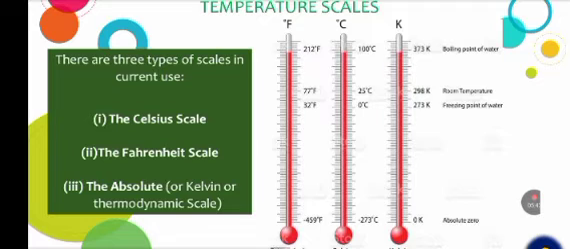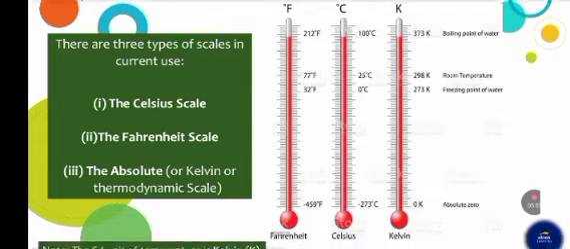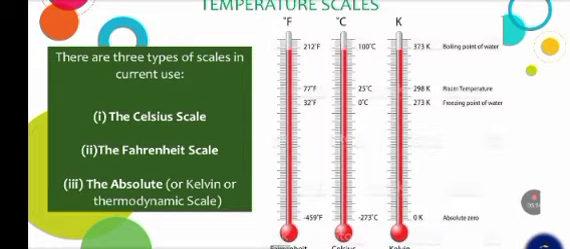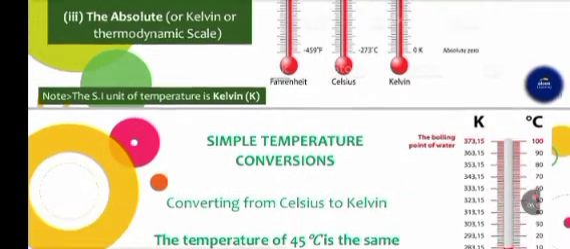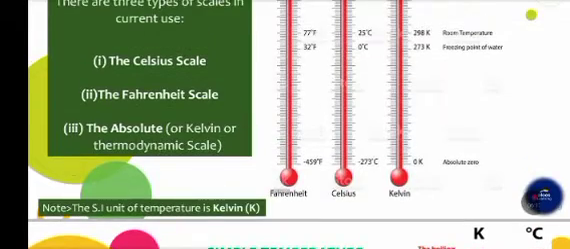But the lower fixed point is 32 degrees Fahrenheit, while the upper fixed point for the Fahrenheit scale is 212 degrees Fahrenheit. Now, for the Celsius scale, we have our absolute zero at minus 273 degrees Celsius, our lower fixed point at 0 degrees Celsius, and our upper fixed point at 100 degrees Celsius. And on the Kelvin scale, we have absolute zero at 0 Kelvin, our lower fixed point at 273 Kelvin, and our upper fixed point at 373 Kelvin. Note that the SI unit of temperature is Kelvin.